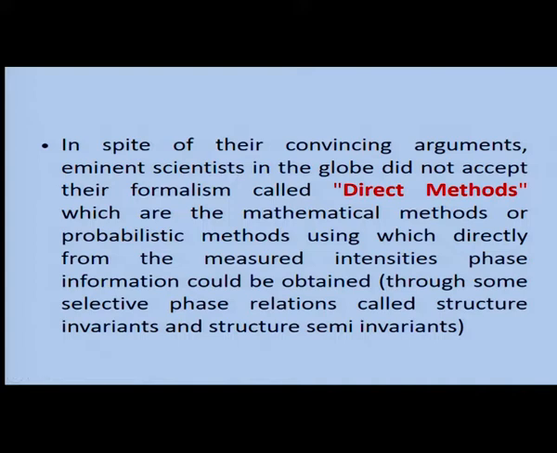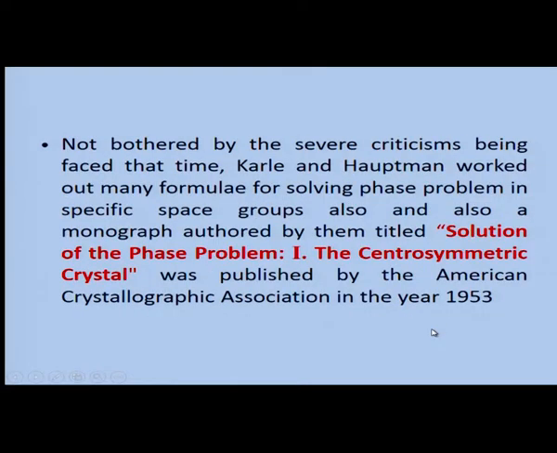Of course, they got the structure using some relationships among phases called structure invariants and seminvariants, but were not bothered by the severe criticism they faced at that time. Karle and Hauptman worked together on many formulae for solving the phase problem in specific space groups, and they also wrote a monograph called Solution of the Phase Problem, Part 1, the Centrosymmetric Crystal, published by the American Crystallographic Association in the year 1953.